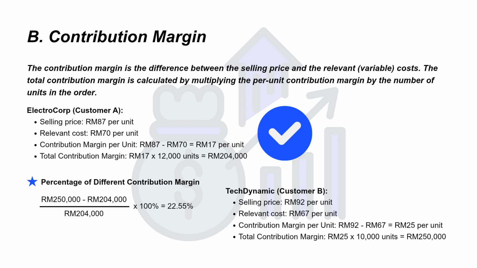Next, we'll calculate the contribution margin for each order. The contribution margin is the difference between the selling price and the relevant cost. The goal is to maximize the total contribution margin as this directly contributes to covering fixed costs and generating profit. Electrocorp's order of 12,000 units yields a total contribution margin of 204,000. Tech Dynamic's order of 10,000 units, despite being a smaller order, has a higher total contribution margin of 250,000.